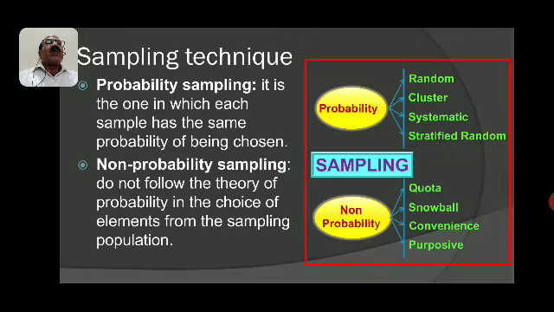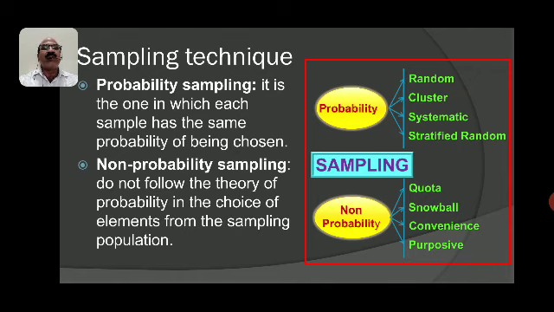Okay. Then the next is the sampling technique. Samplings are basically two types. One is probability sampling, another one is non-probability sampling. In probability sampling, we give every entity or object within the population equal importance. That means everyone has a chance to be picked up as a sample.